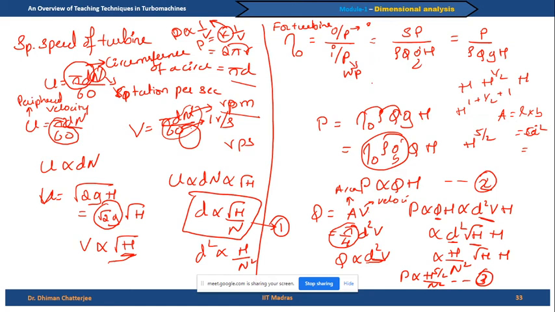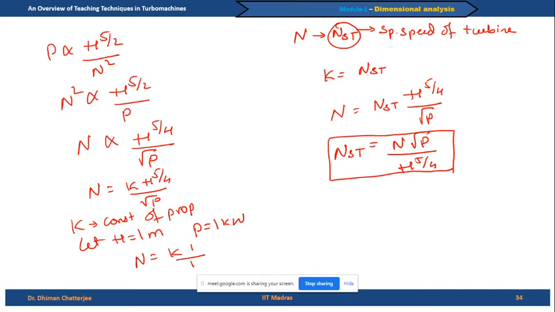Yes, sir. That becomes h raised to 5 by 2 by n square. Have you understood this part? Yes, sir. So further, p is directly proportional to h raised to 5 by 2 by n square. So n square this side, p towards RHS, h raised to 5 by 2 by p. So n is directly proportional to, now I am taking root on both the sides. If I take the root, h becomes h raised to 5 by 4 and root p. So now again, if I remove that proportionality constant and take a constant as k, so that becomes n equal to k h raised to 5 by 4.